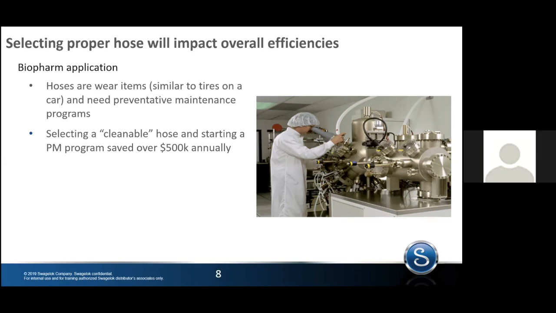All right, Doug, should we let them have a shot at the poll here? Yeah, sure. Okay, here we go. Let's take a quick look at this and give us your answers and see what you think about it. Basic question of, do you even have a preventive maintenance plan for your hose situation?